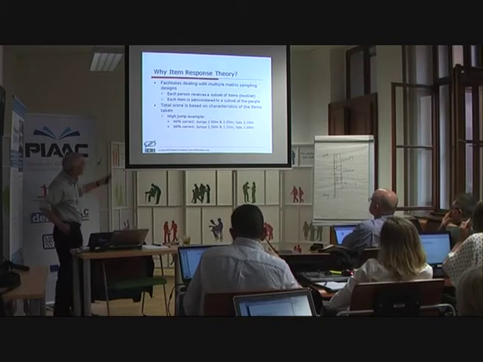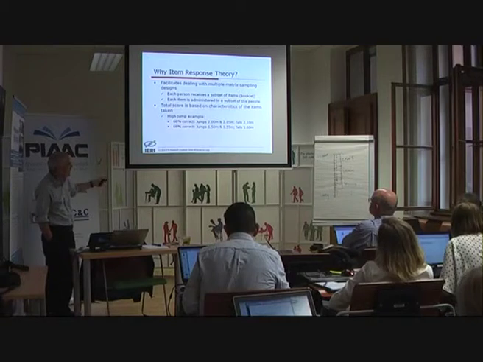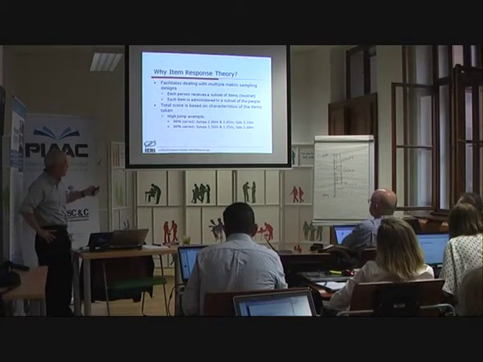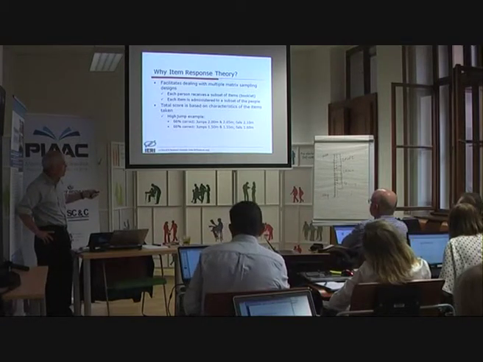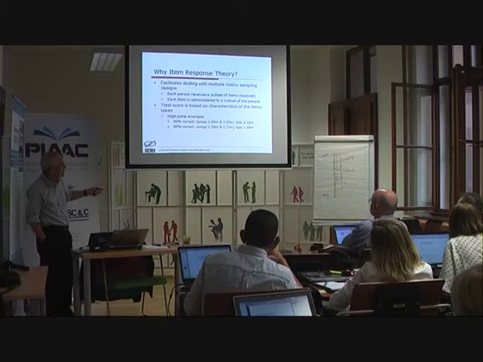So it facilitates dealing with multiple matrix sampling because each person receives a subset of the items, and each item is administered to a subset of the people. And then the total score is based on the characteristics of the items taken, not on the percent correct. In the high jump example, you can jump 66% when you jump 205 and fail 210. That's very different from this 66% where you jump 150, 155 and fail 160. This person jumps higher than that person.